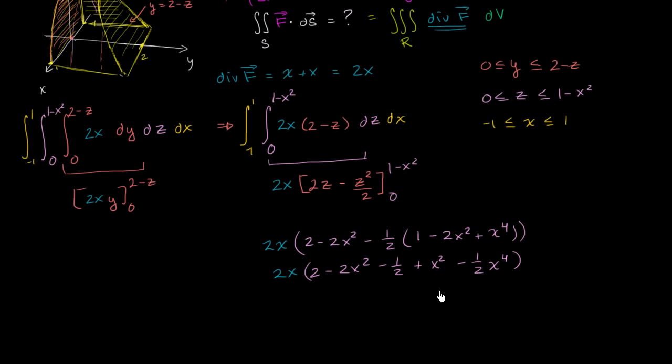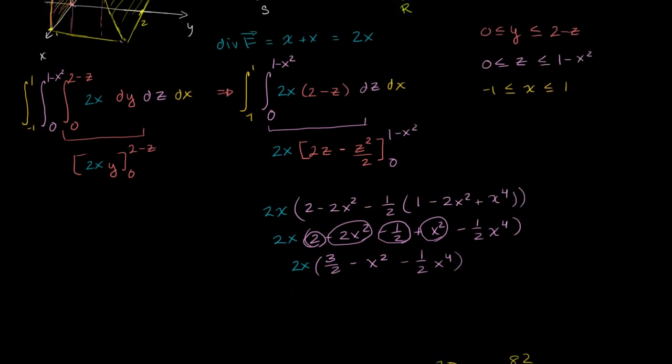And now let's look at this. Let's see, can I simplify it a little bit? I have 2 minus 1/2, which is 3/2. So I have 3/2. That's that term and that term taken into account. And then I have negative 2x squared plus x squared. So that's just going to result in negative x squared if I take that term and that term. And then I have negative 1/2 x to the 4th. And I'm multiplying this whole thing by 2x.